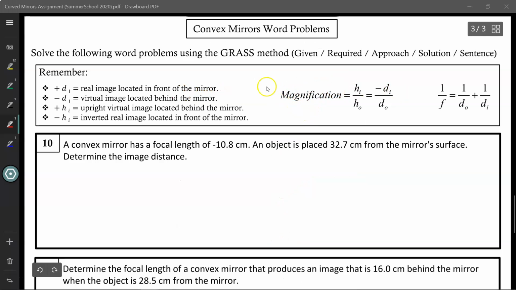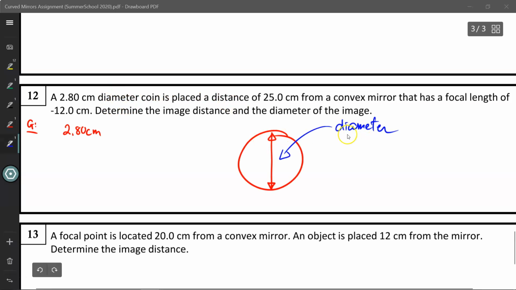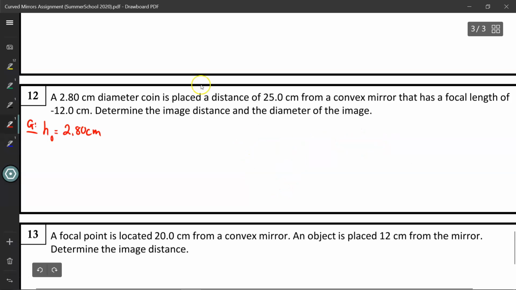Now, let's try one more question, but this time involving a convex mirror problem. Question 12 seems to be interesting, so let's try that one out. Again, we're going to use the GRASP method to help us organize our information. It starts off by saying a 2.80 centimeter diameter coin. Now, what does the word diameter mean? Well, if you recall, the diameter is the distance across a circle as you pass through the center. So in this case, it's referring to the height of the object, in this case the coin. So the height of the object is 2.80 centimeters.